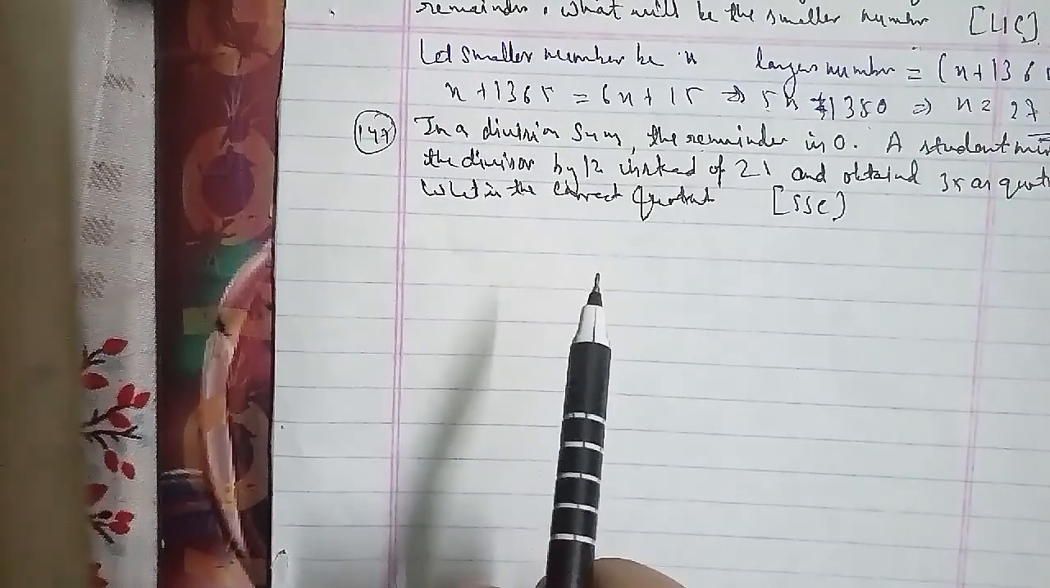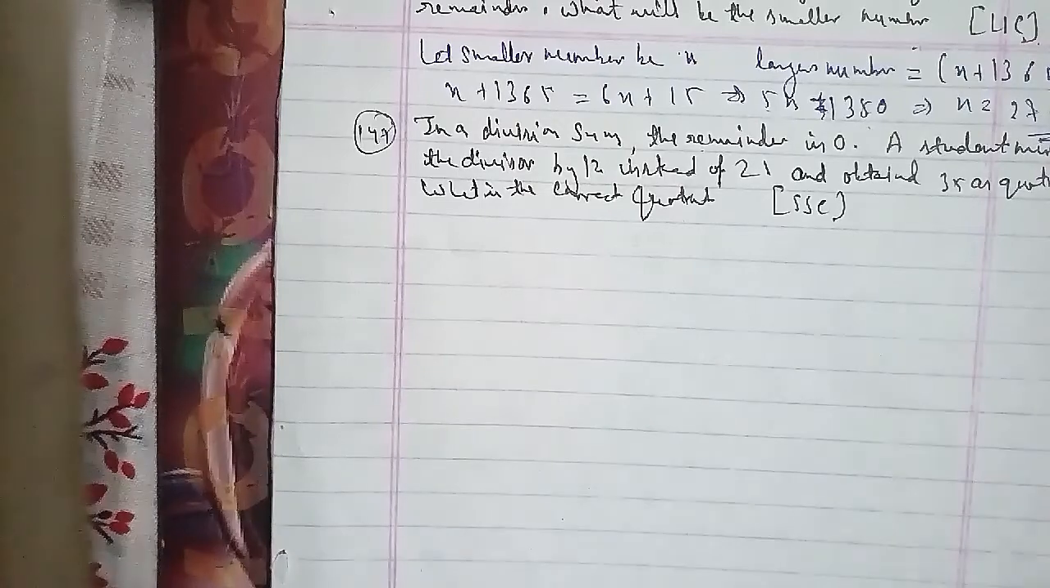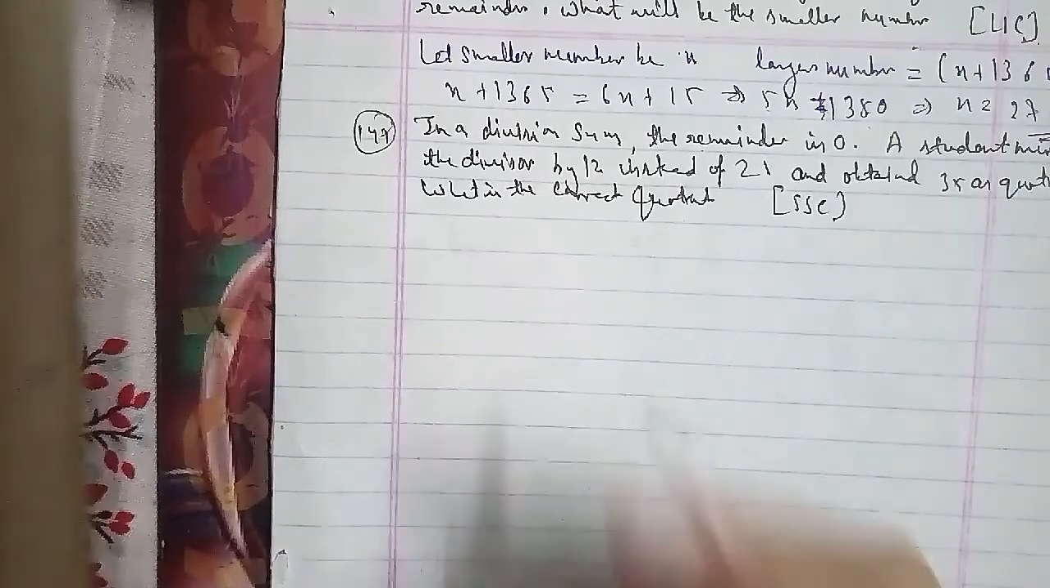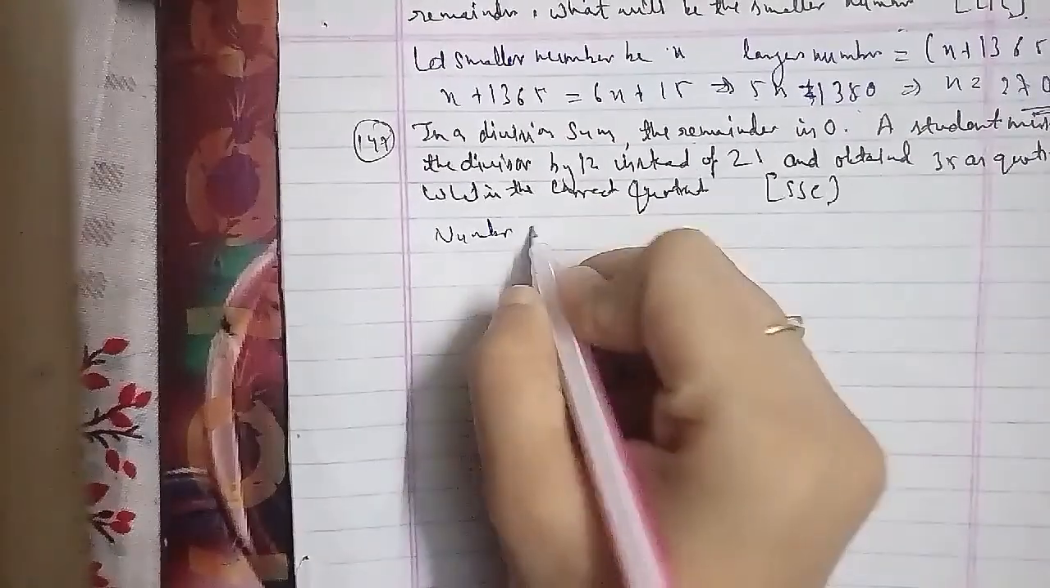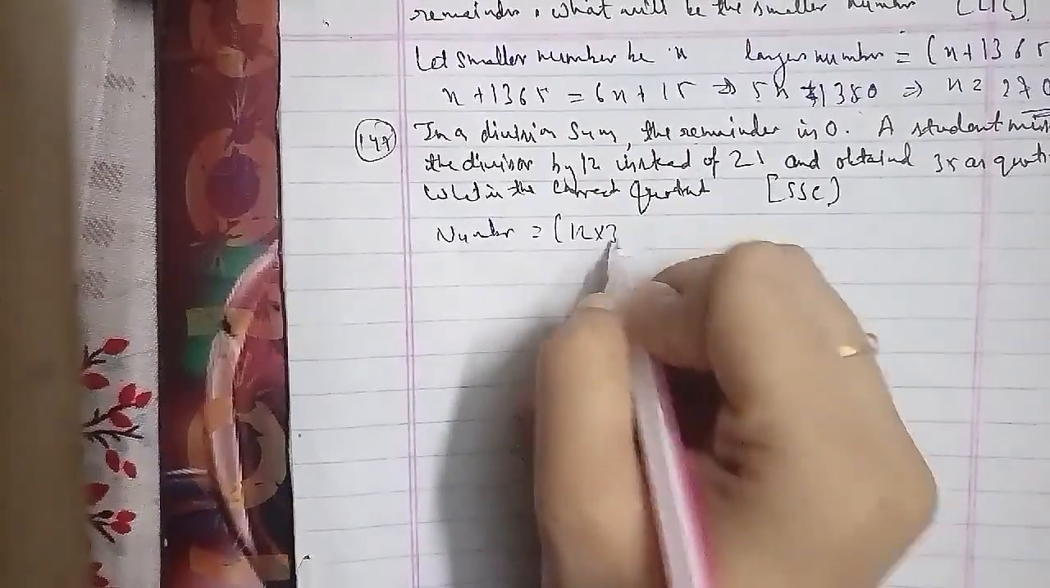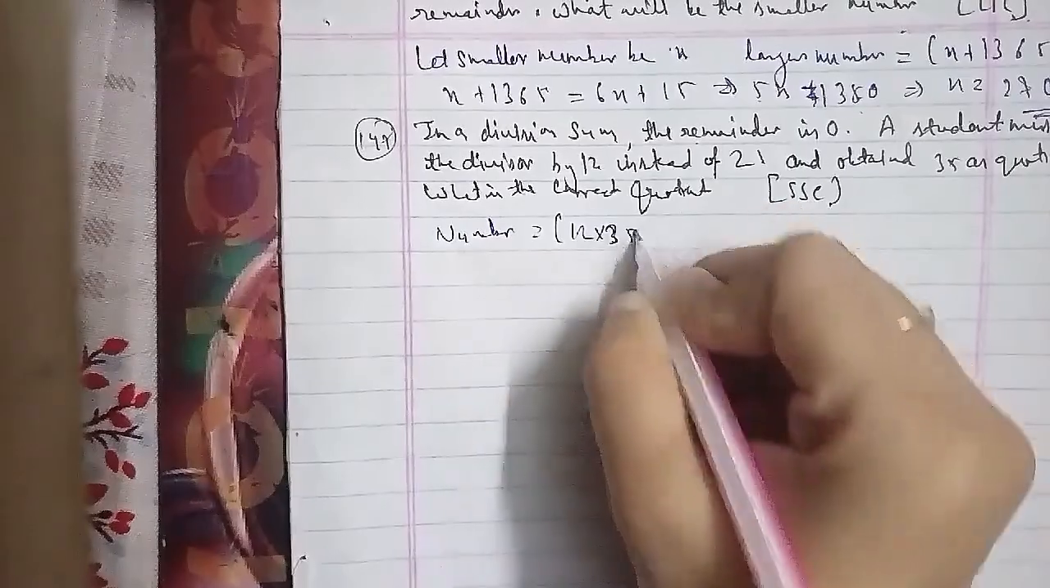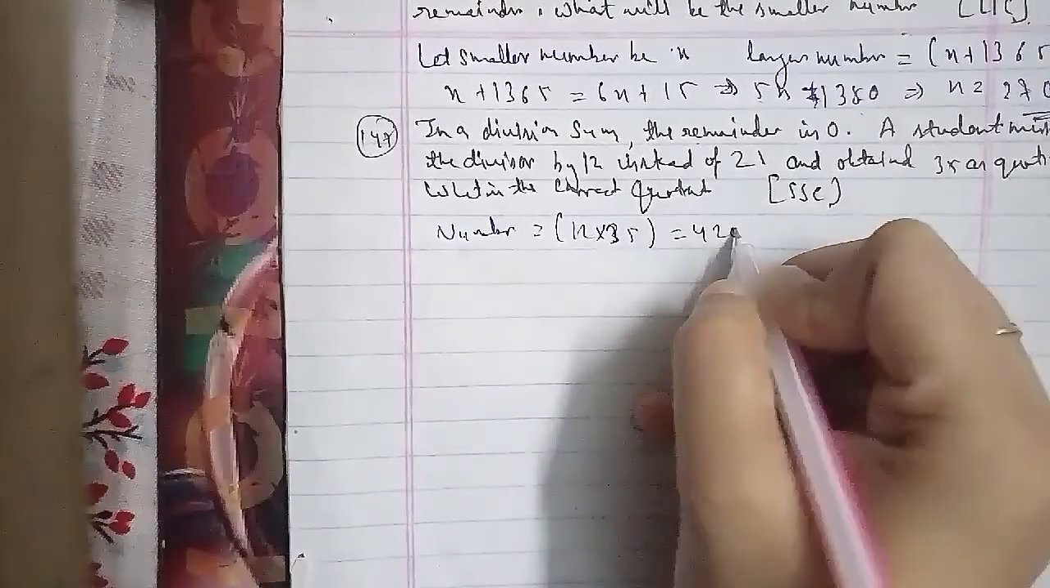The other question is that the sum of two numbers is 12 and their product is 35. What is the sum of the reciprocals of these numbers? This has also been asked in the SSC examination paper, which is the 148th question of the session.